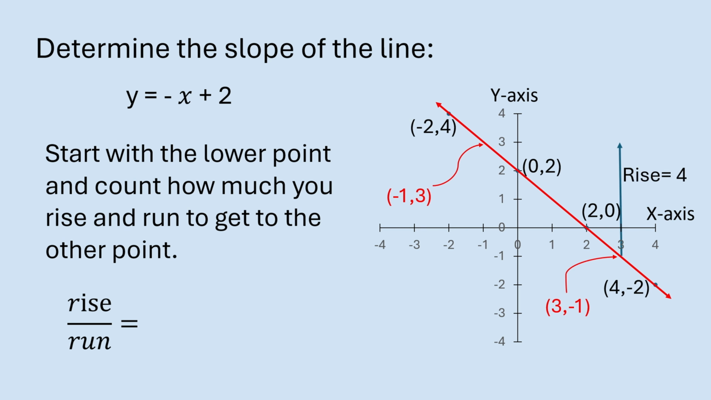Rise is equal to change in y: 3 minus -1 is equal to 4. Run is equal to change in x: -1 minus 3 is equal to -4. 4 divided by -4 is equal to -1. This is the slope of the line.